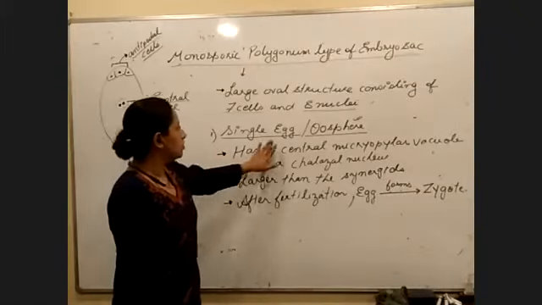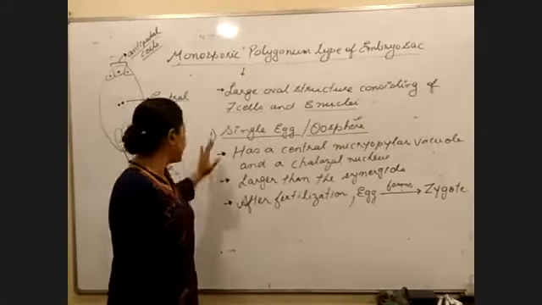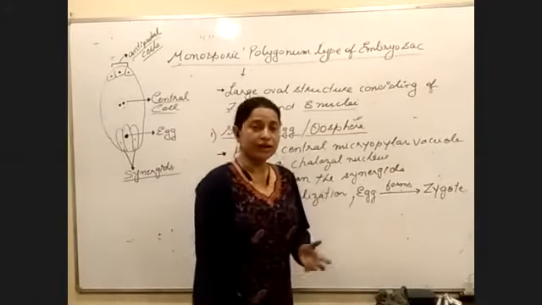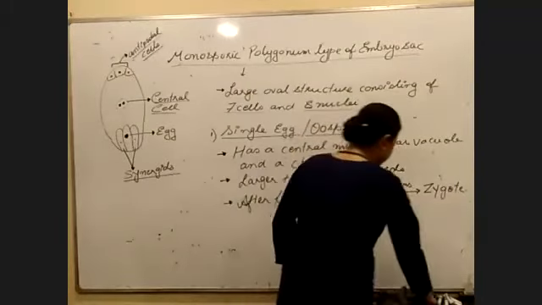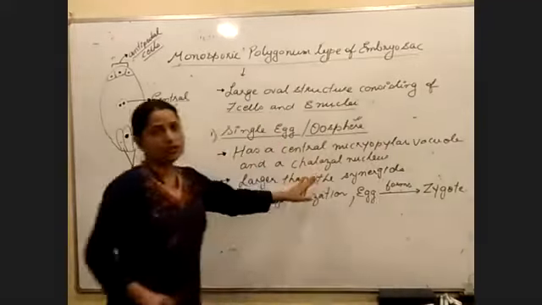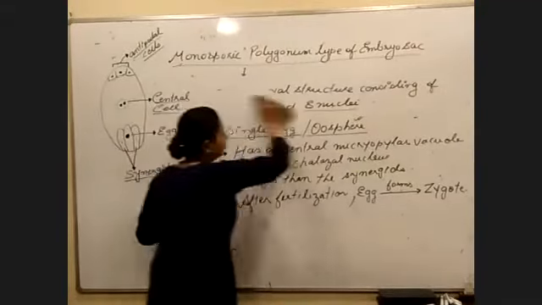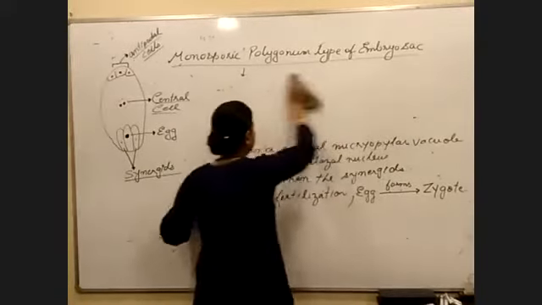Okay, remember the word oosphere. As far as the three cells are concerned, the egg is the largest as compared to the synergids, and after fertilization the egg forms the zygote. There is nothing to explain here, I think it's well understood. Yes or no? Yes, ma'am.